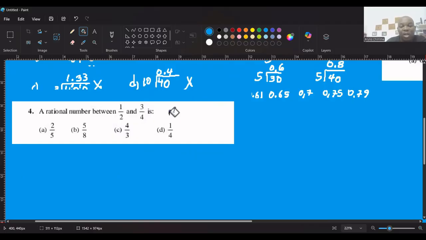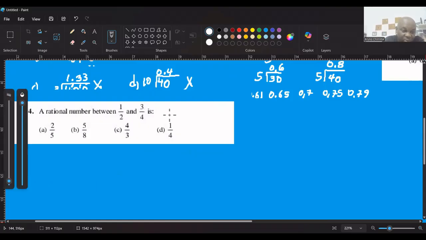So now let's deal with this one. A rational number between 1 over 2 and 3 over 4. That's like a half and a 75%, a 3 over 4. So that's like a rational number between, we know that 1 over 2 is the same as 0.5.